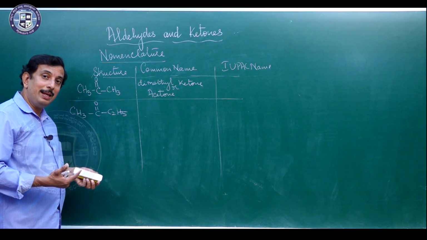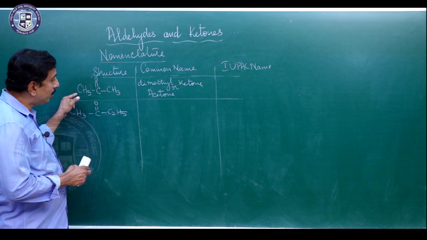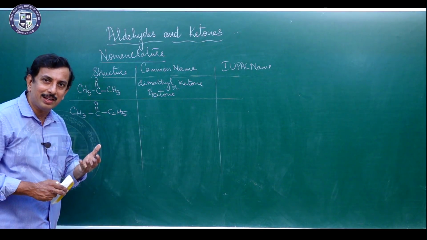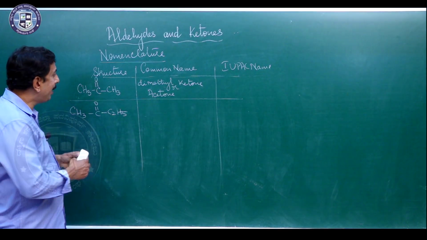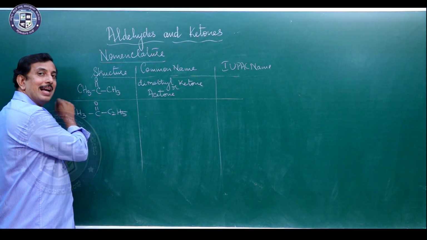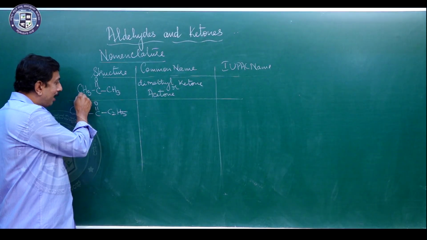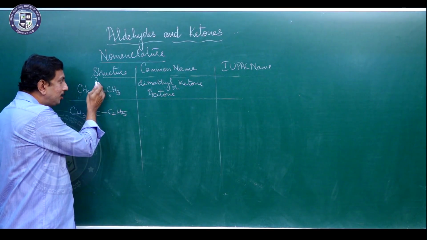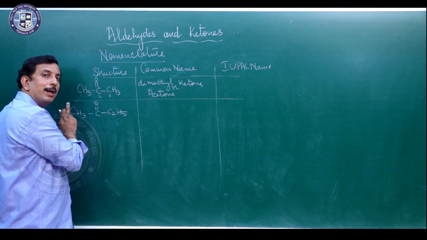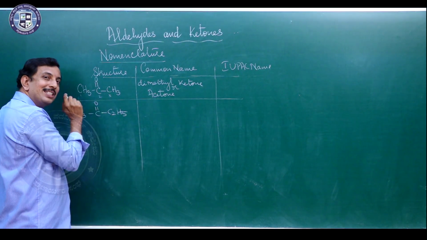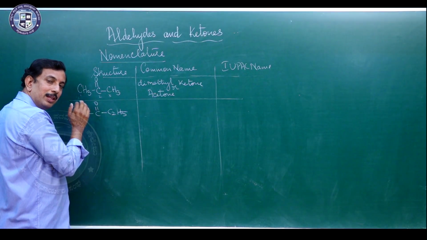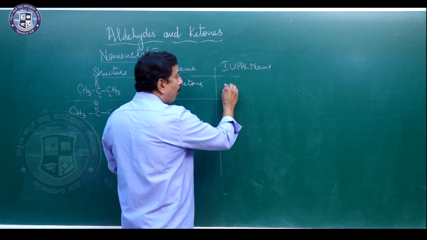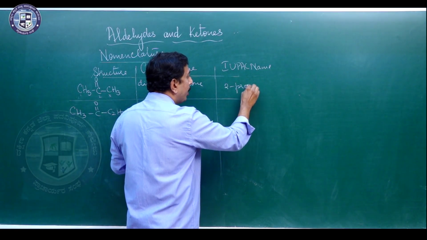But what is the IUPAC name? We can see here the two alkyl groups are the simplest of the alkyl groups, which I can't split further. CH3 is the simplest. Therefore, when I count the carbon atoms in the carbon chain, I can number this carbon as 1, 2, 3. If I number from this end 1, 2, 3, either way you number it, the carbonyl group gets the lowest number, that is 2. Therefore, this compound I can name as 2-propanone.